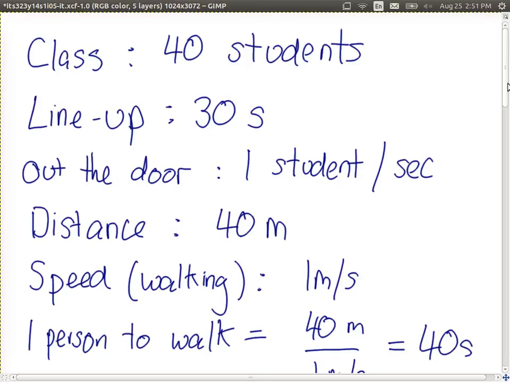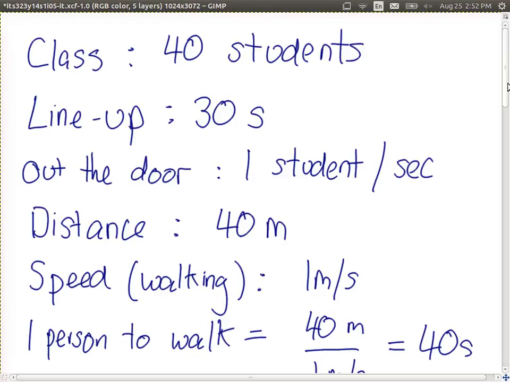The time to line up, 30 seconds. The time to get everyone out the door, 40 students at one student per second, 40 seconds. Plus, we want to know, when does everyone get there? Well, the first person will arrive when? When does the first person arrive? If the first person leaves after 30 seconds, it takes 40 seconds to get there. The first person arrives at time 70. But we care about, when does the last person get there? 30 seconds to line up, 40 seconds to get everyone out, and another 40 seconds to get that last person down the corridor, down the stairs, into the other room. 30 plus 40 plus 40, 110 seconds in total.